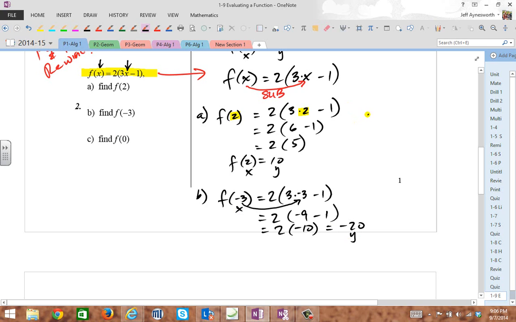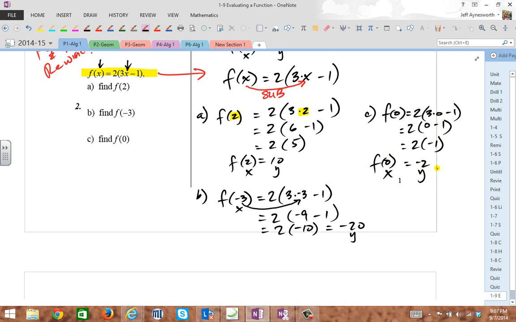Last one, f of 0. So what does that look like? Well, I love zeros, because 0 times anything is 0. So here we have 2 times 3 times 0 minus 1, which is 2 times 0 minus 1. What is that? 2 times negative 1, because 0 minus 1 is negative 1, and that gives me negative 2. So when x is 0, y is negative 2. If you practice like this, when the light bulb goes on, you go, oh man, this stuff looks gnarly, but it's not that bad at all.